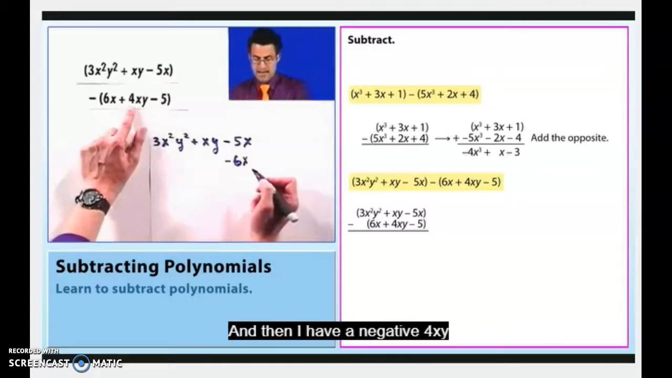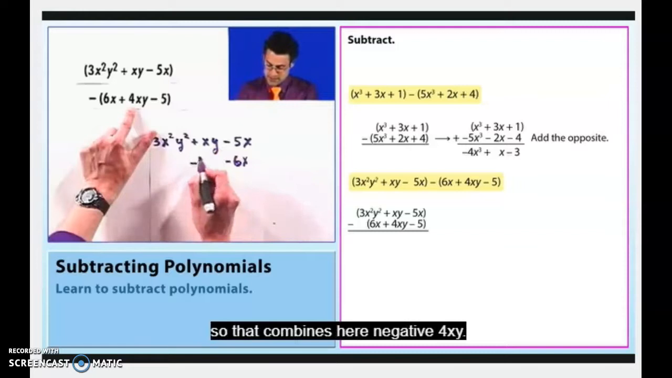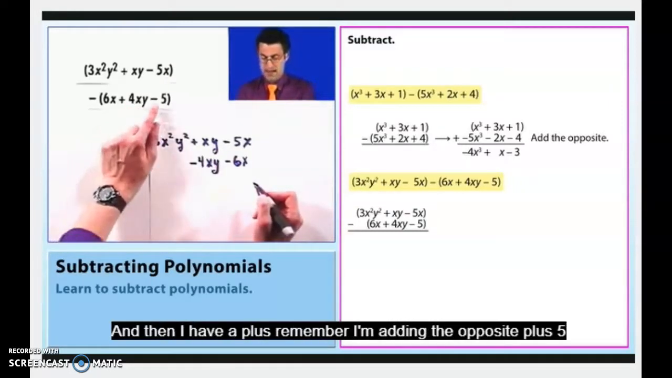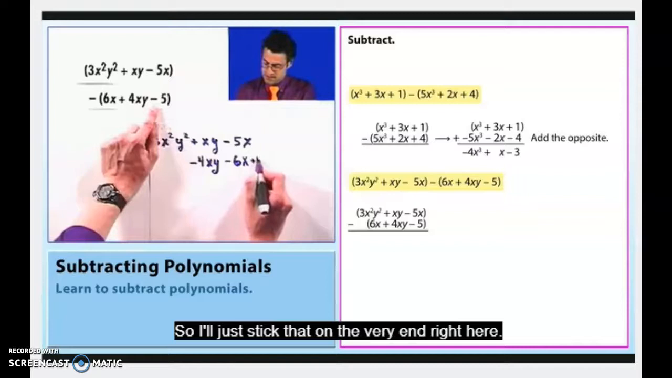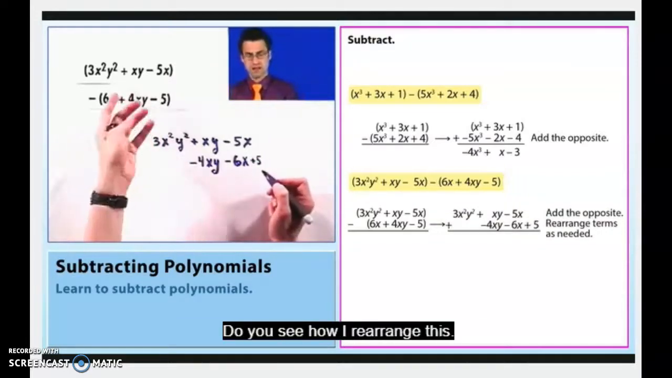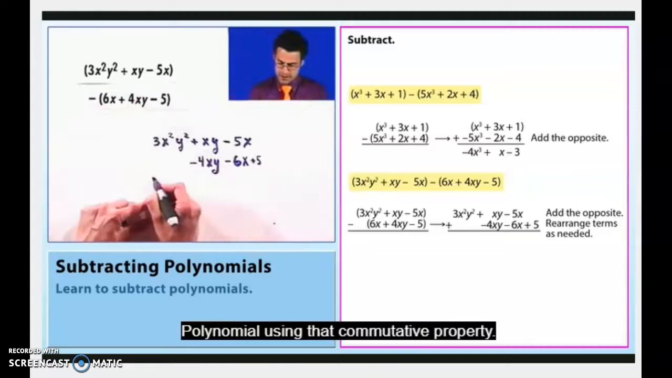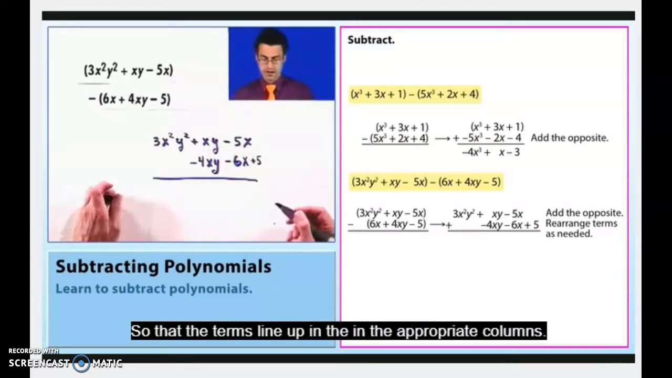And then I have a negative 4xy. So that combines here, negative 4xy. And then I have a plus, remember I'm adding the opposite, plus 5. That's a constant term, so I'll just stick that on at the very end right here. You see how I rearranged this polynomial using the commutative property, so that the terms line up in the appropriate columns?